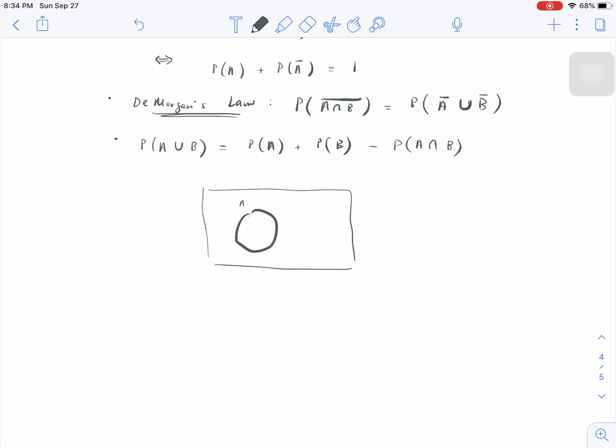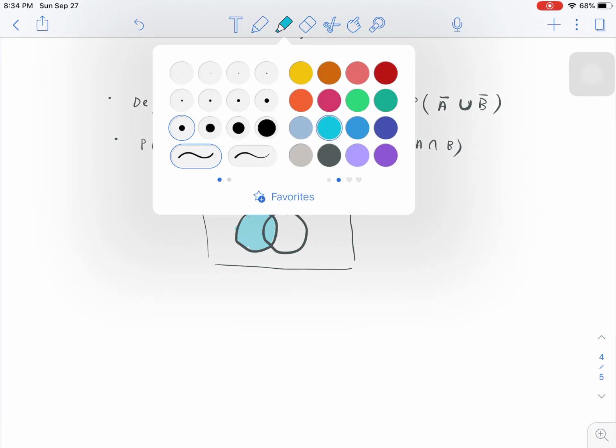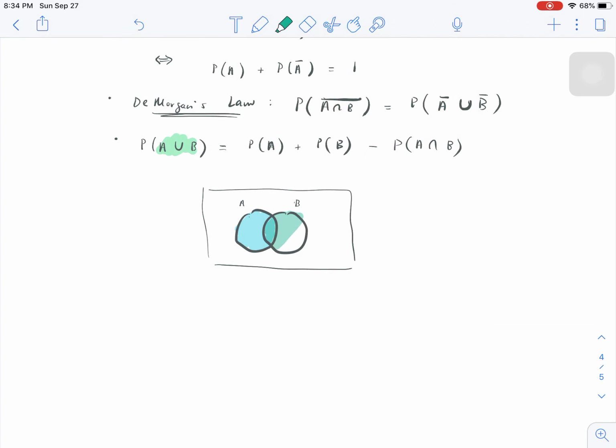So let's call this event A, and I'll call another event B, and let's assume that they have an intersection, that they overlap. They're not disjoint. So A or B, that's everything in A plus everything in B, right? That's A or B. So, in other words, this is the union, everything I've shaded in.